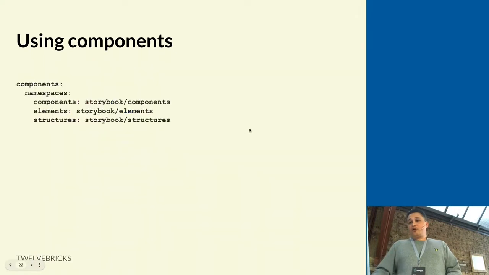And then in Drupal, you do the same. You do that in the theme.info file. There you just define the same list of components and specify the path from your Drupal theme to the specific component, and in this case, there's a Storybook subfolder with a components, elements, and structures folder, and you just define the namespaces like that.